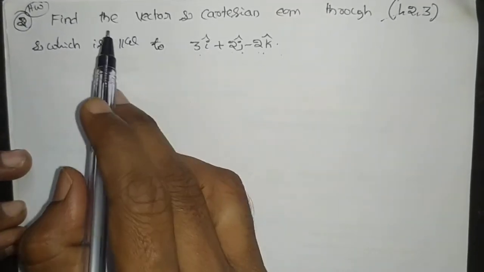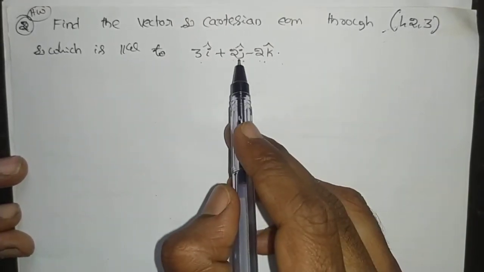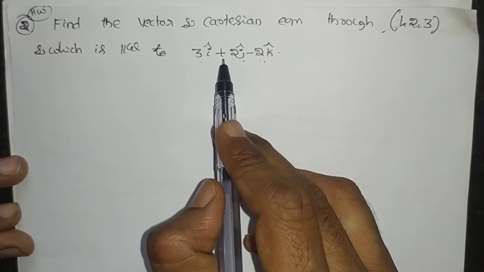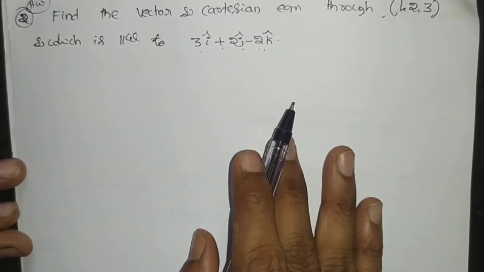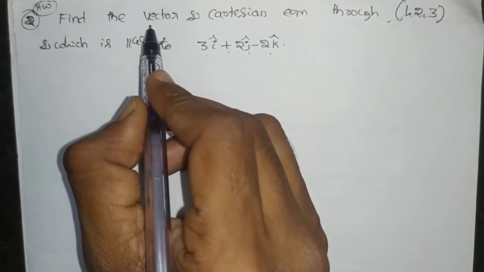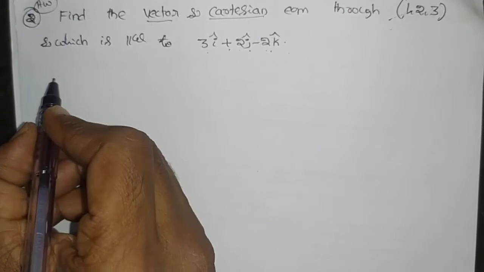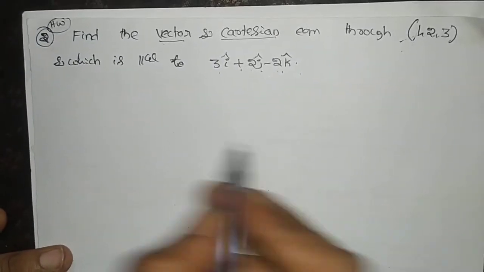This problem is very similar to the first one, just the values and the vectors are different. This one is homework. Kindly do this at your home. It is also an important one. Maybe they will ask vector form or Cartesian form. Next we will move on to the third question.